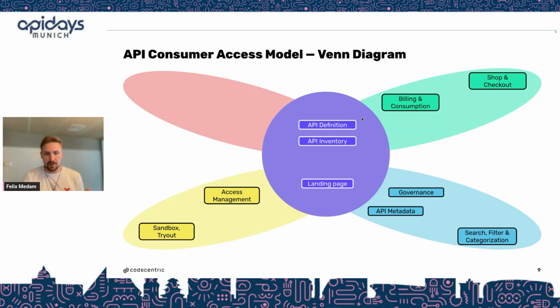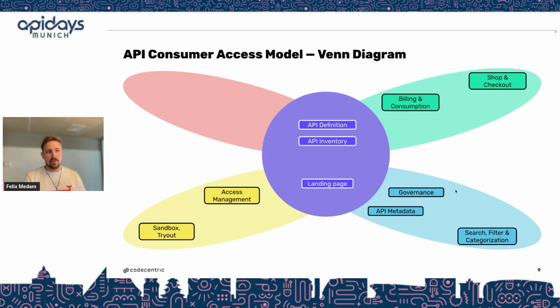These are API definitions and the API inventory, so the collection of the definitions. And also every audience needs some kind of landing page to explain what is going on on the portal. Then on the developer portal side, we have the access management for self-serving credentials, for example, and sandbox tryouts for the APIs to experience them without needing to actually make any specific calls from their own terminal.